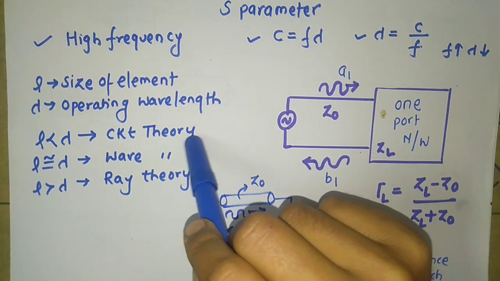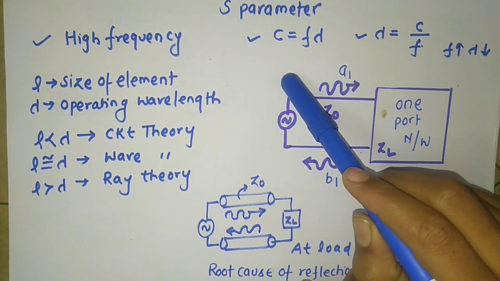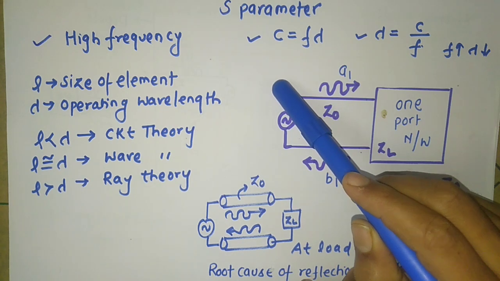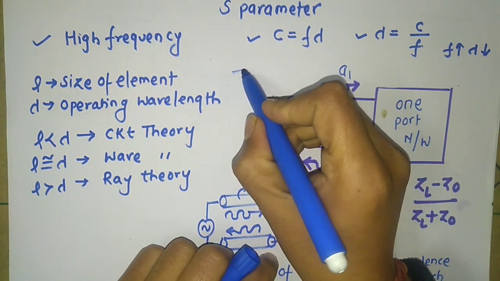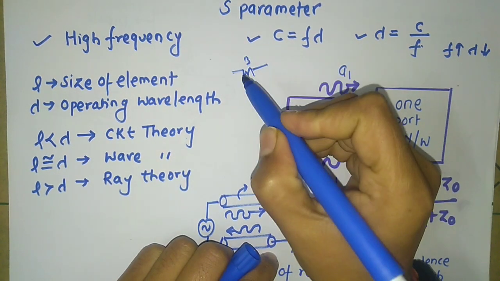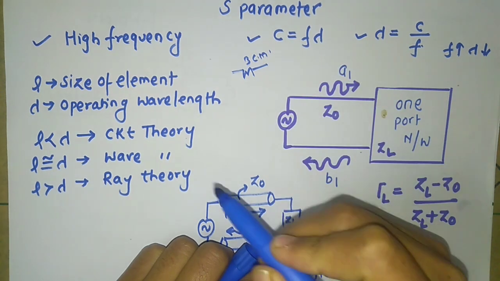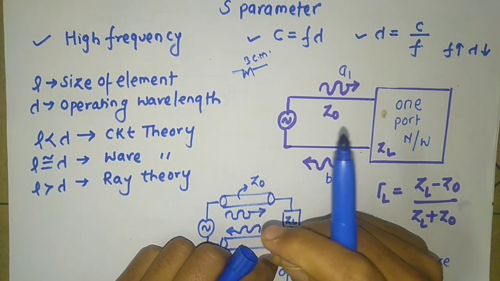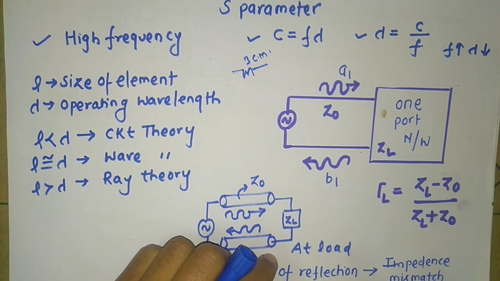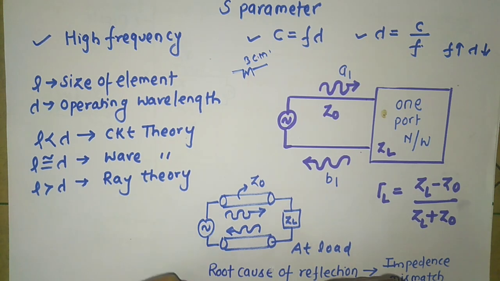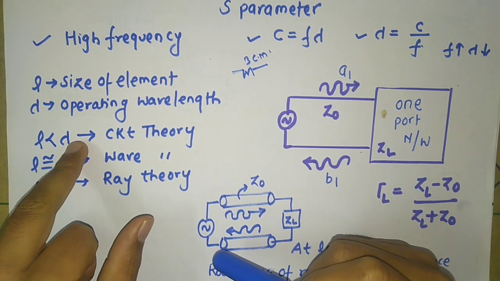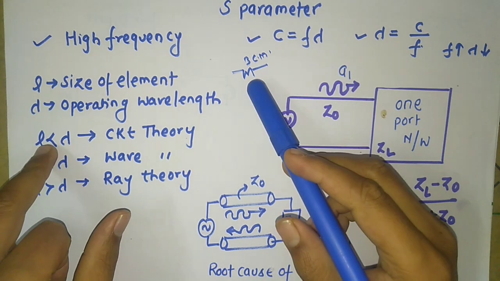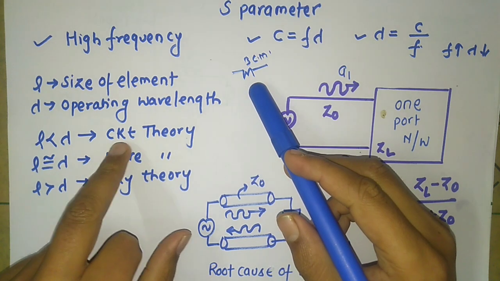then we use circuit theory. The best example: what is the size of a resistance? It is about 3 centimeters. For circuit theory, what is the value of frequency? We use 50 hertz. And if you calculate the wavelength, it will be around 6000 kilometers. Meaning the wavelength is very, very high compared to the size of the element. Then we use circuit theory.